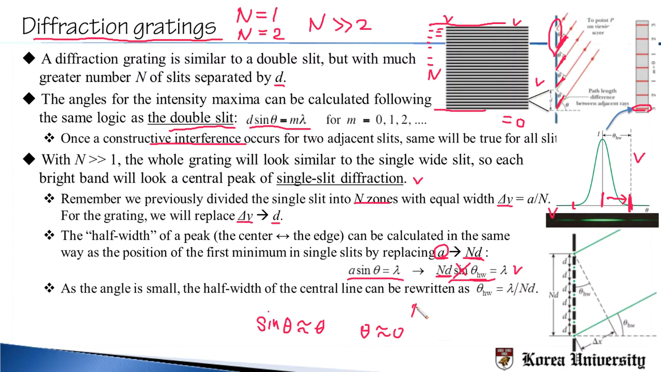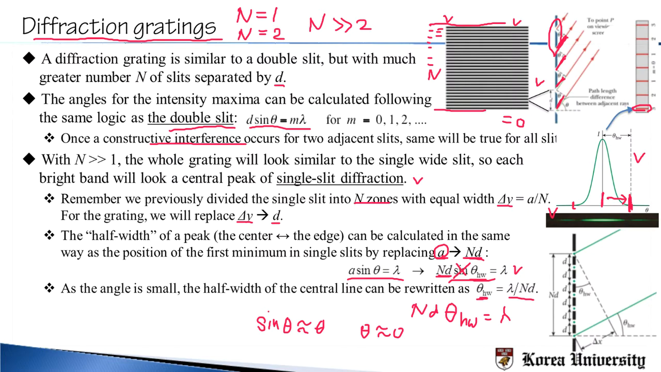Therefore, you can say N d theta half width is equal to lambda. So if you rewrite it, you find that the half width of theta is equal to lambda divided by N d. So what does it mean?